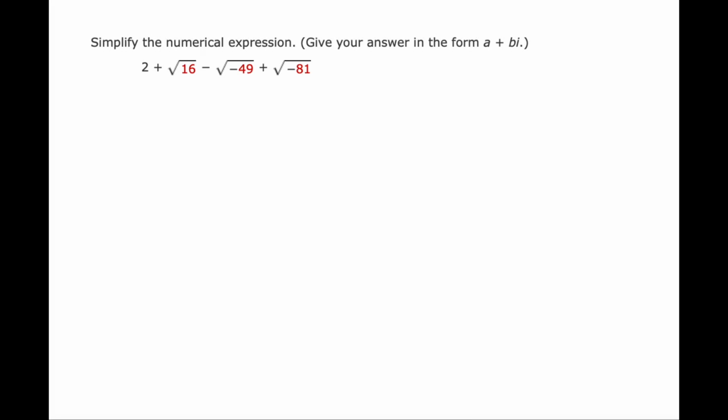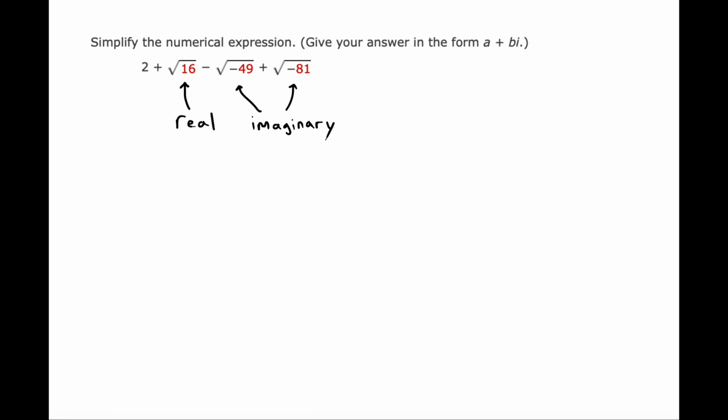Here we're going to simplify an expression involving radicals and imaginary numbers. When we have a negative inside a radical, that's going to be an imaginary number. So what we're going to have here is that the square root of 16 is going to have a real answer to it, but the other two radicals, because they have negatives under the radical, are what are referred to as imaginary.